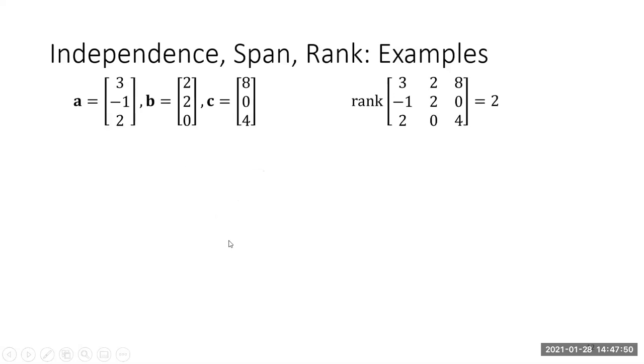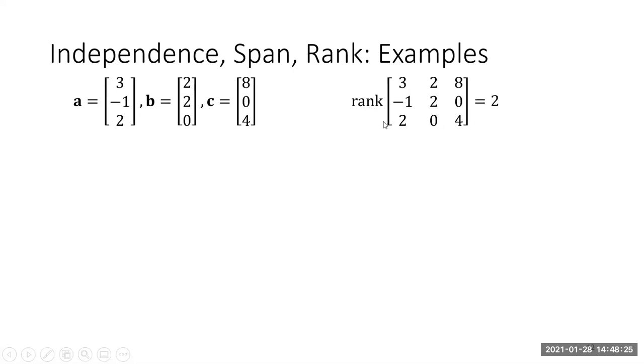Here's another example. Now, this is a slightly bigger matrix. We have 3 column vectors, 3 dimensions now. A, which is 3, -1, 2, B, which is 2, 2, 0, and C, which is 8, 0, 4. And we make up this matrix whose columns are A, B, and C. Rank of this matrix is 2.